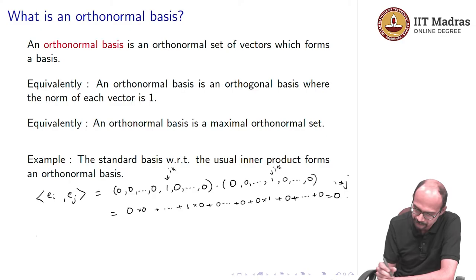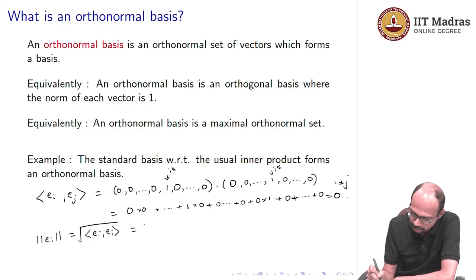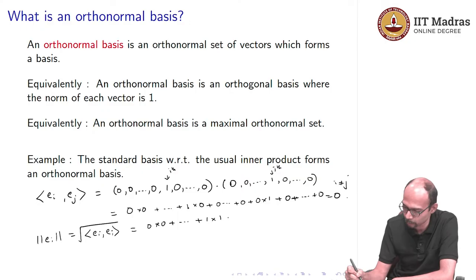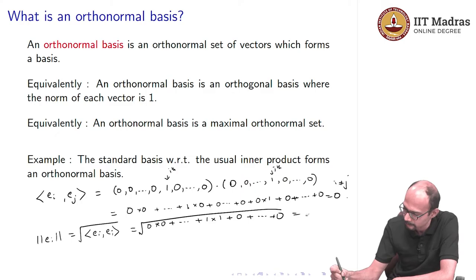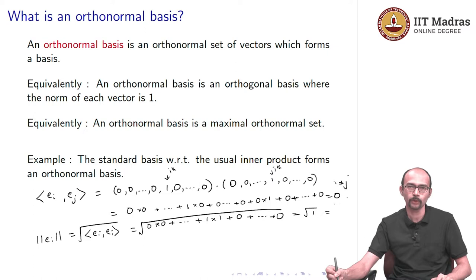And the norm of e_i is the square root of <e_i, e_i>. If you do the same computation, you get 0 times 0 plus a bunch of zeros, and then in the ith place there is a 1 in each component. So, 1 times 1 and then again zeros. So, this gives the square root of 1. And of course, when we talk about norms, we always take the positive square root. So, this is again 1. So, this is an example of an orthonormal basis.